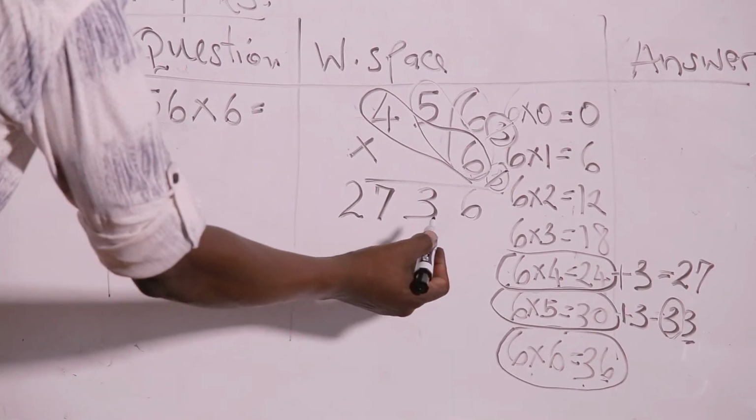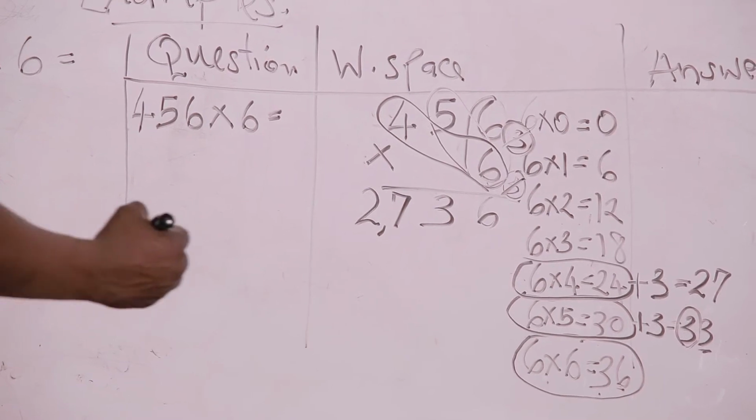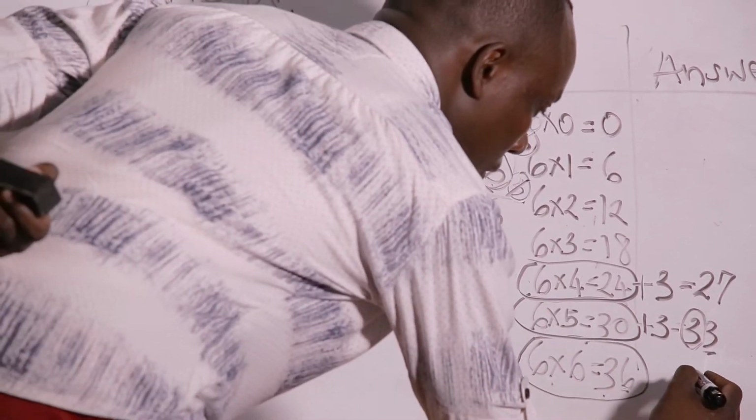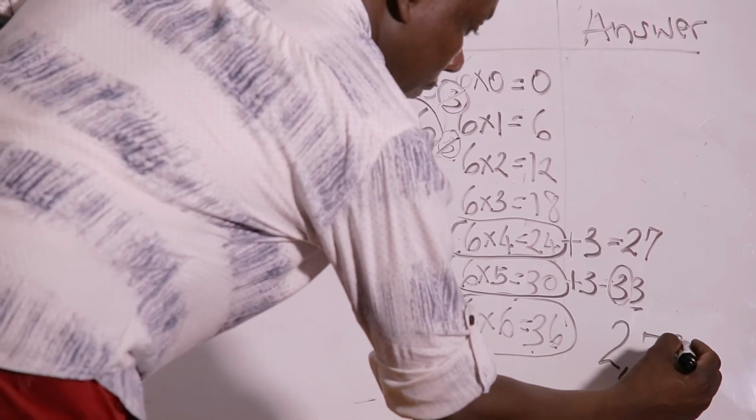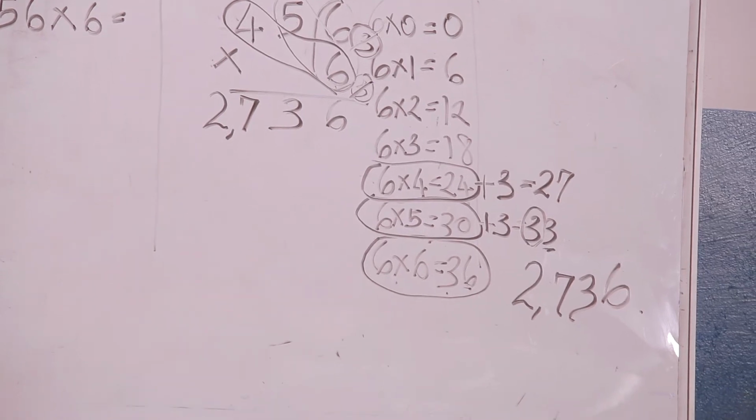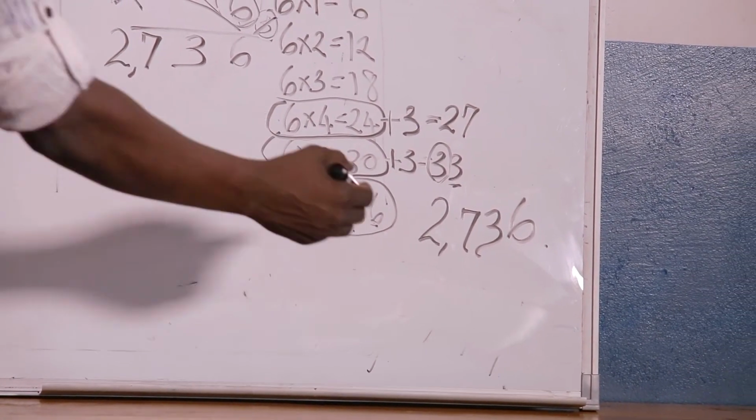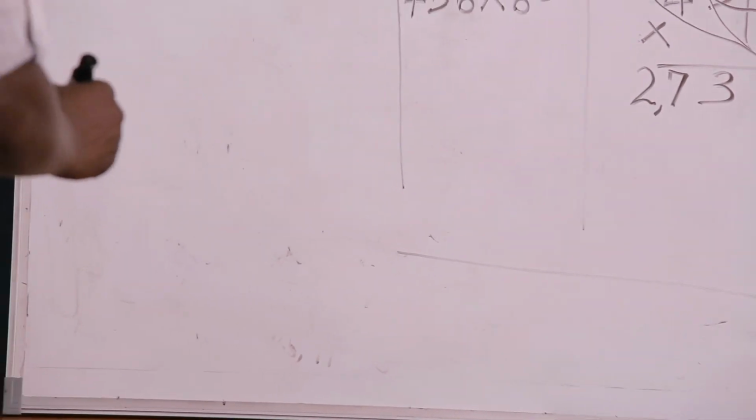Then as usual, you count 1, 2, 3, you put your comma. You come, you write in your answer. The answer is 2,736. And you underline.